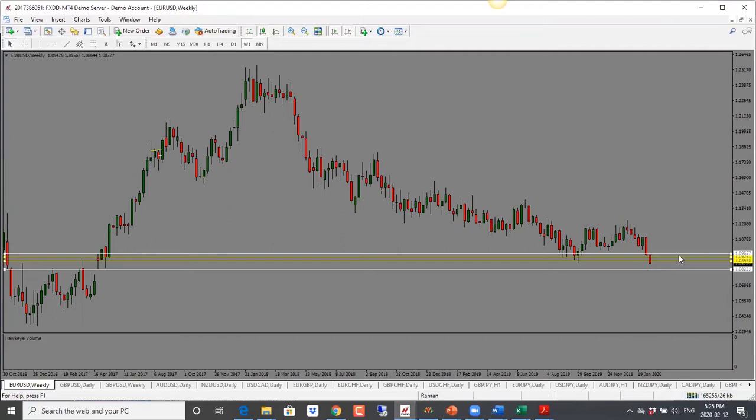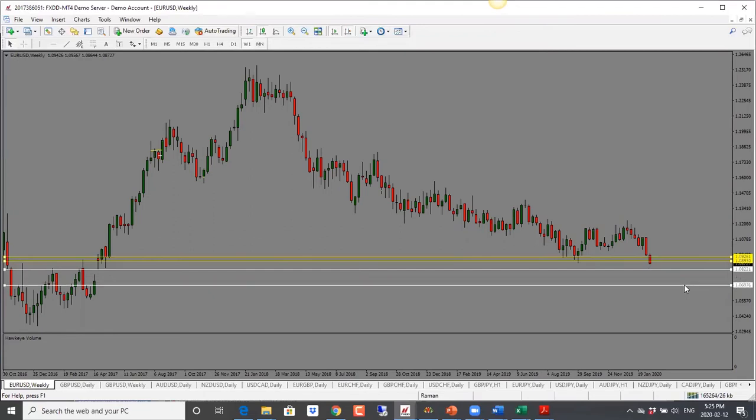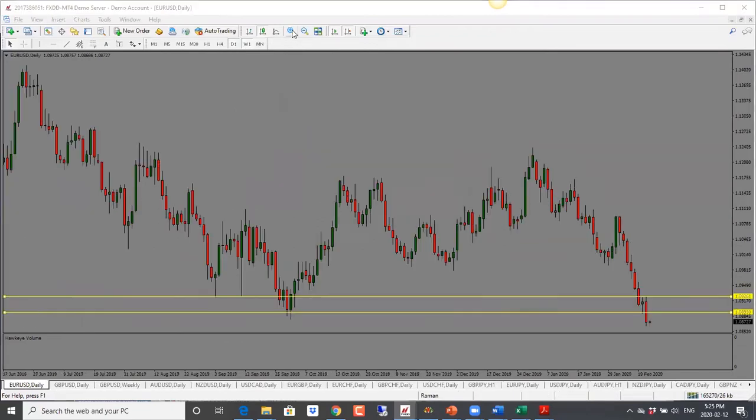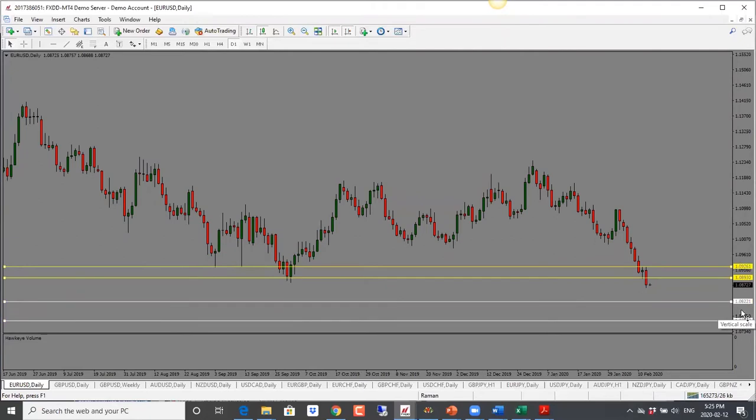Next target is 1.0820, and then below that we are looking at 1.0760 level here. So bias is bearish for euro, and 1.0820 is next target. 1.0760 is the second target for euro dollar.